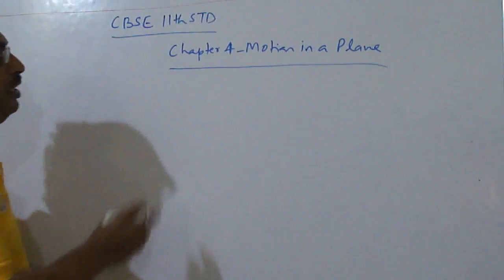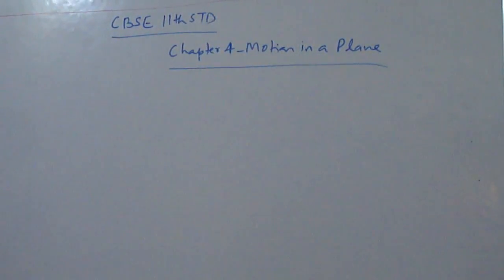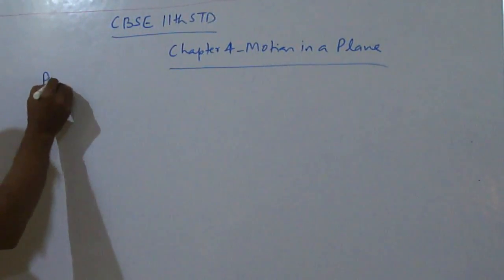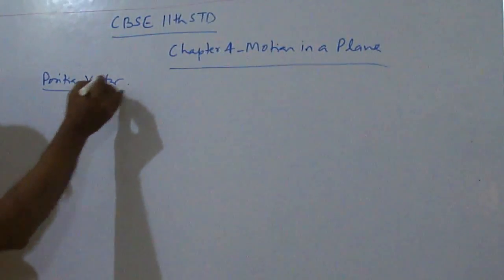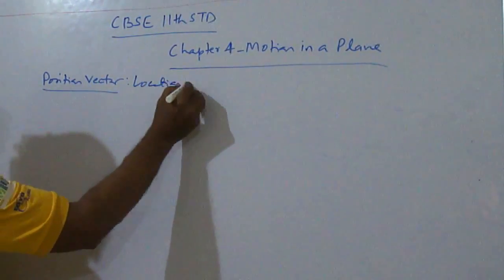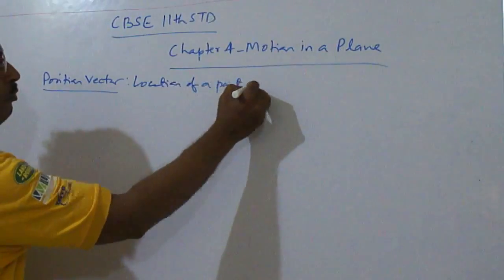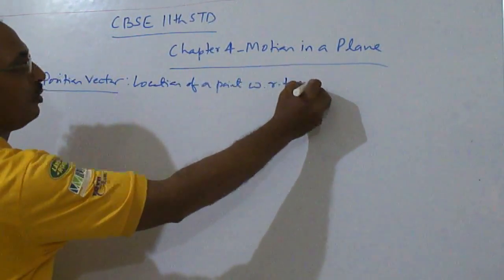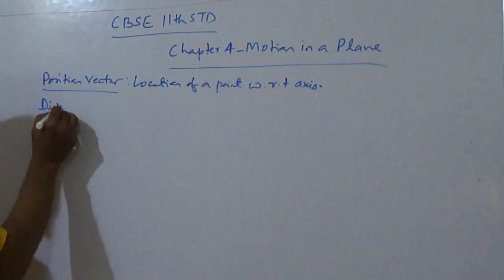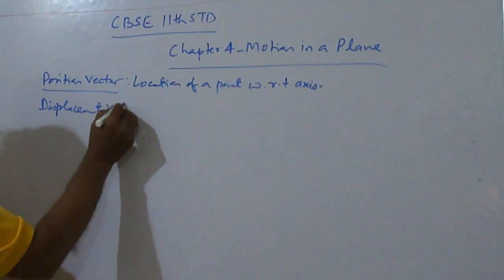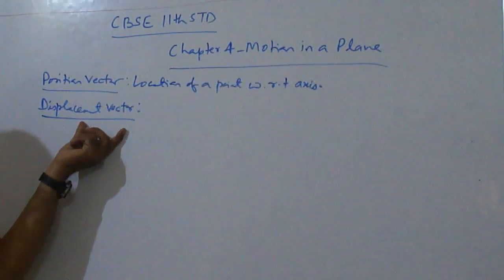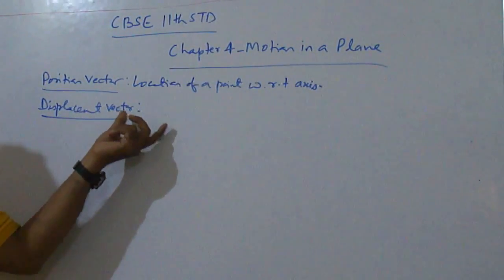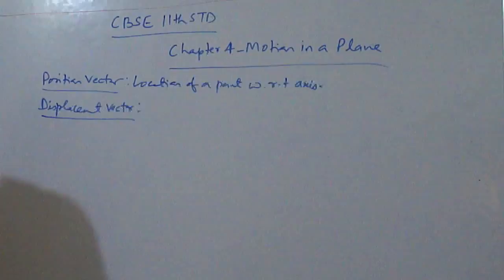Right, so we will start now vector addition. Already we studied in this chapter what is position vector and displacement vector. Position vector is the location of a point. It is giving us the location of a point with reference to axis. Then displacement vector is giving us the change in position of a particular object or point from its initial point to final point. Right, very good.